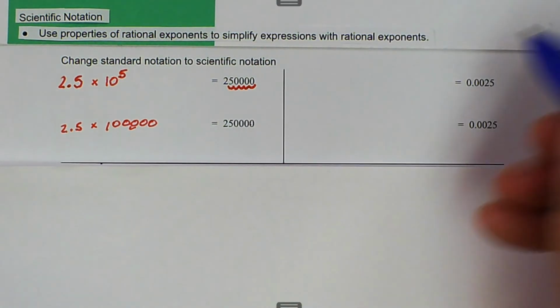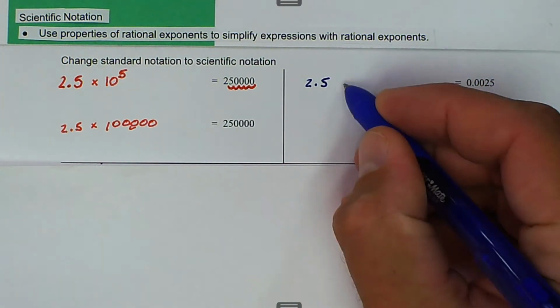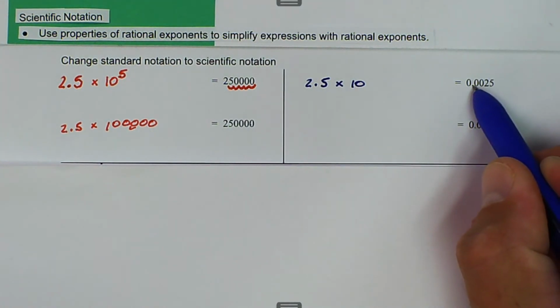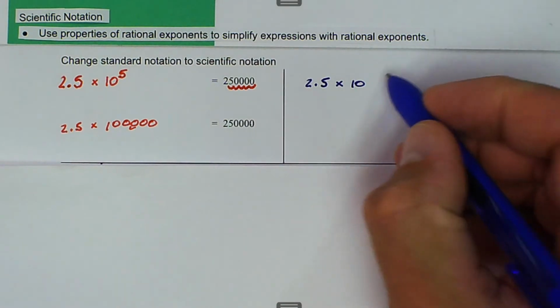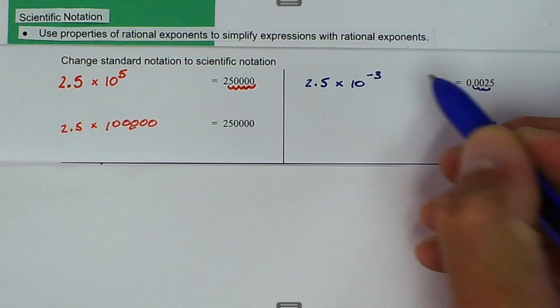So here we have 2.5, and then we're still going to be multiplying by 10. And then we got to figure out how many spots did we move it. So 1, 2, 3. So that is we went backwards to the right, or that's -3.